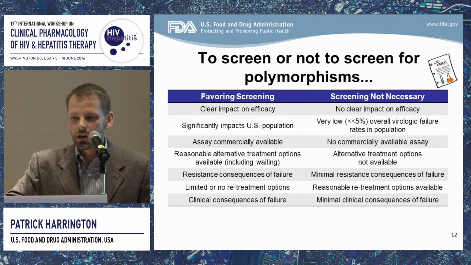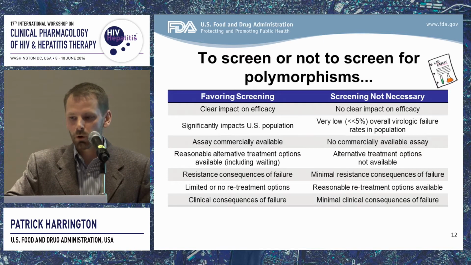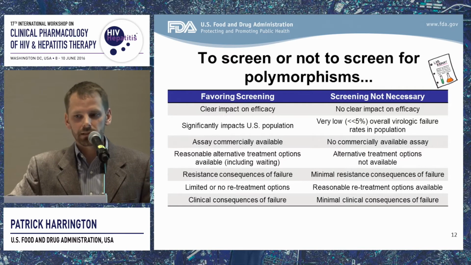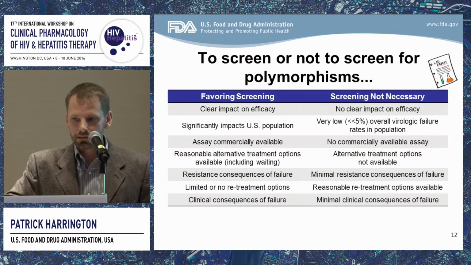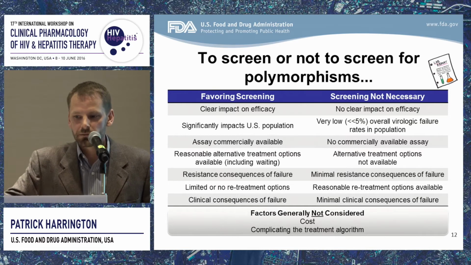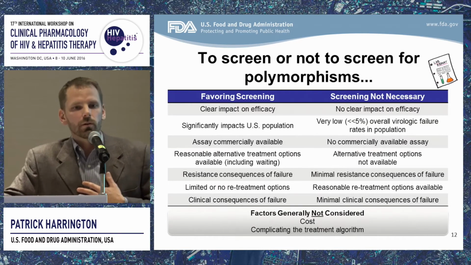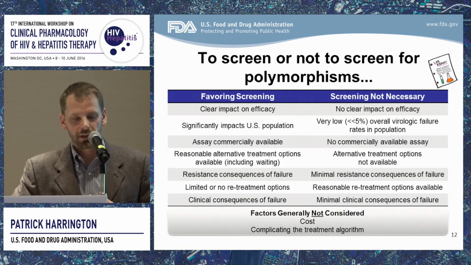of polymorphisms. Similarly, if you don't know what to do with those patients when you do detect those polymorphisms, and also if there are minimal resistance consequences and reasonable retreatment options are available and there are minimal clinical consequences, again, all of those factors might indicate that screening is really not necessary. Now, there are two factors that are sometimes discussed with regard to rationale for screening for polymorphisms that I personally don't think should be major considerations, and that is cost and complicating the treatment algorithm.